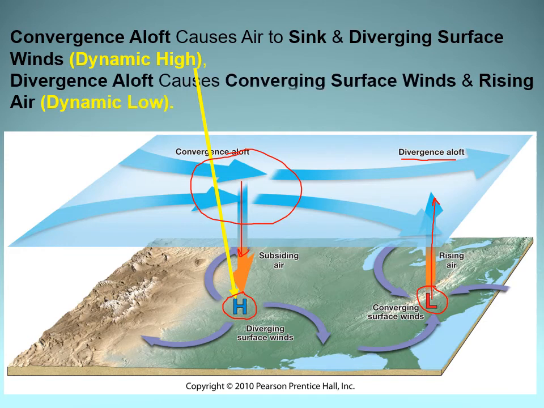And then on the right we have divergence aloft, creating a low pressure, and that's a dynamic low because air is rising, there's movement. We could also get thermal lows, but those are smaller, and they're due to temperatures, usually very high temperatures. And there's your dynamic low.